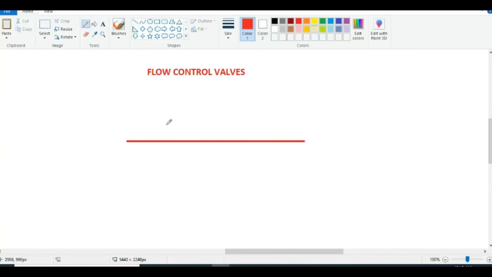This is the horizontal line, and this is like a nozzle. This is the symbol for the flow control valve. If you represent a cross arrow here, then it is the variable flow control valve. What does this cross arrow indicate? Variable displacement flow control valve.